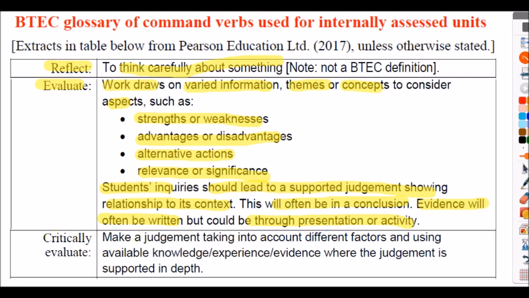And if you want to go to the higher grades, it's critically evaluate. This is again from BTEC. It says you have to make judgments taking into account different factors using available knowledge, experience, and evidence, where the judgment is supported in depth and gives good justification as to why what you're saying is valid. So when I say critically evaluate, it'll be more engagement. The distinction grade builds on the pass criteria. The pass criteria is highlighting issues associated with reflection, and the distinction grade is critically evaluating what you've highlighted to give some justification as to why what you say is relevant or applicable.